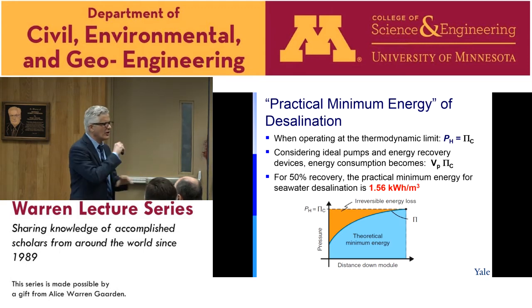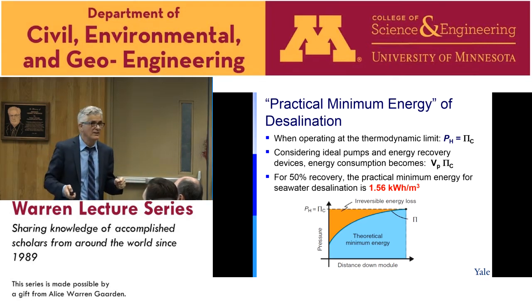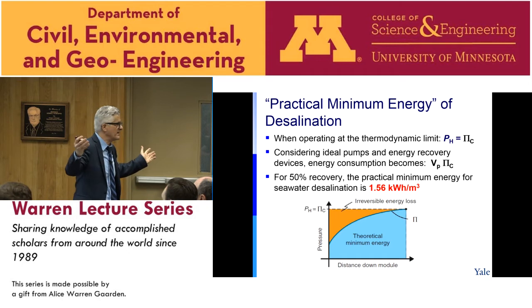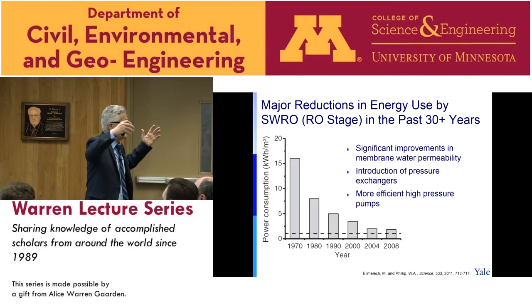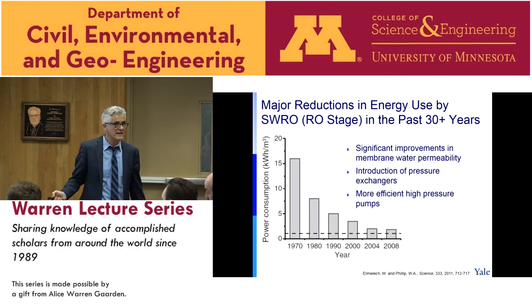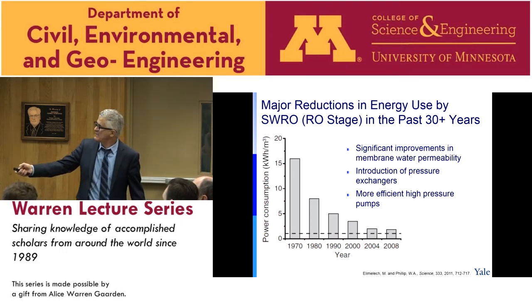This assumes that all the pumps and everything are ideal. So the way we operate reverse osmosis nowadays with fixed pressure, you cannot do it with less than 1.56 kilowatt-hour per cubic meter. Now let's see what has happened in the past 40 years since reverse osmosis technology was invented in the 70s. We see this is the energy consumption, a dramatic decrease in energy.